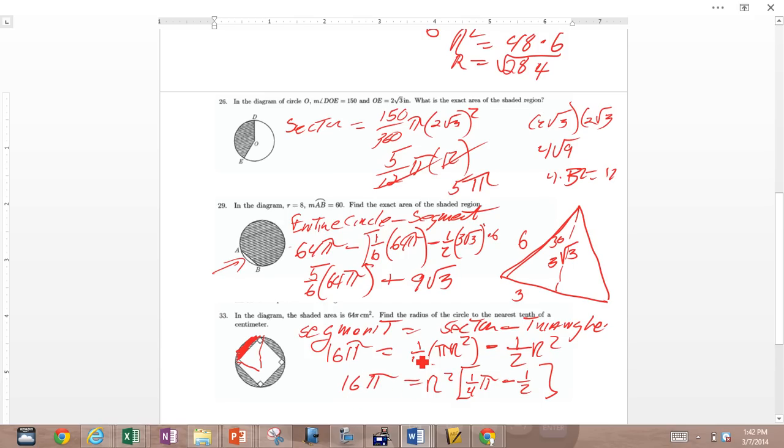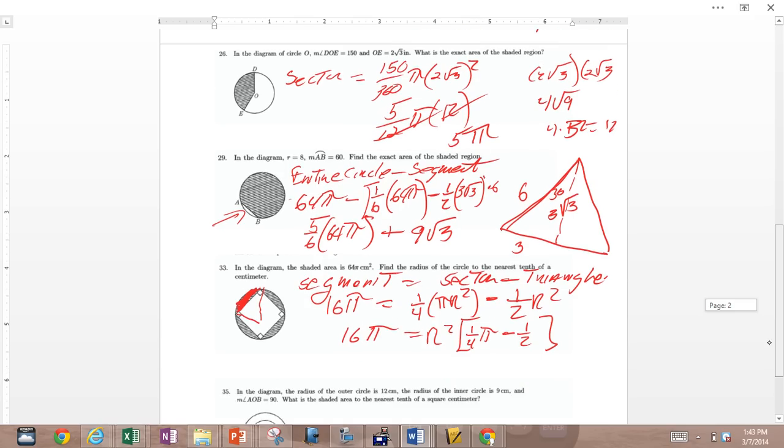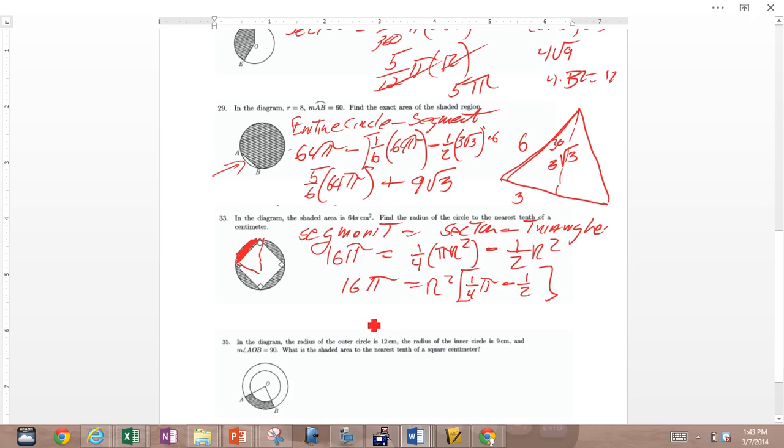So now we can simply put that together, and you can take out your calculator, and you can see that if I divide everybody by this and take the square root, r is going to equal the square root of 16 pi divided by 1/4 pi, so we'll just put it as 0.25 pi minus 0.5. So you just have to do that little calculation, and that will give you the value of r.